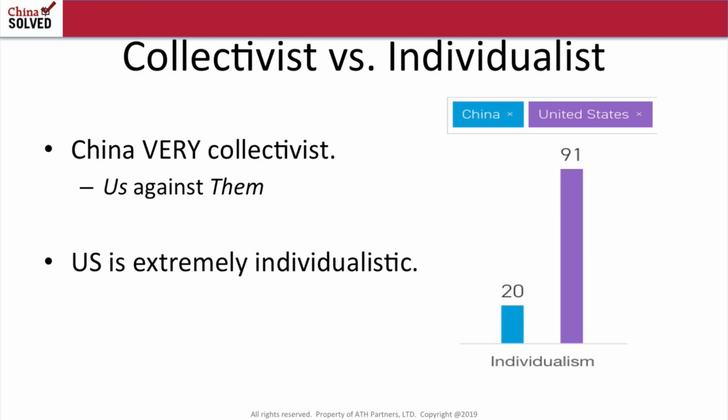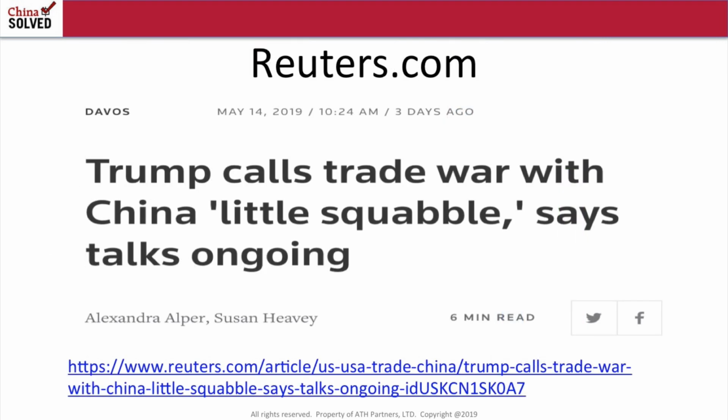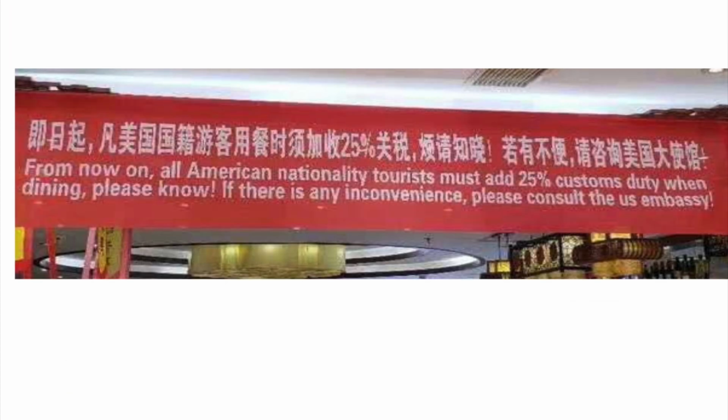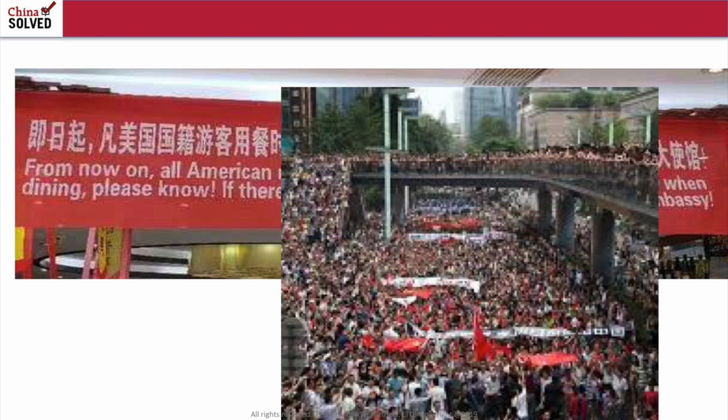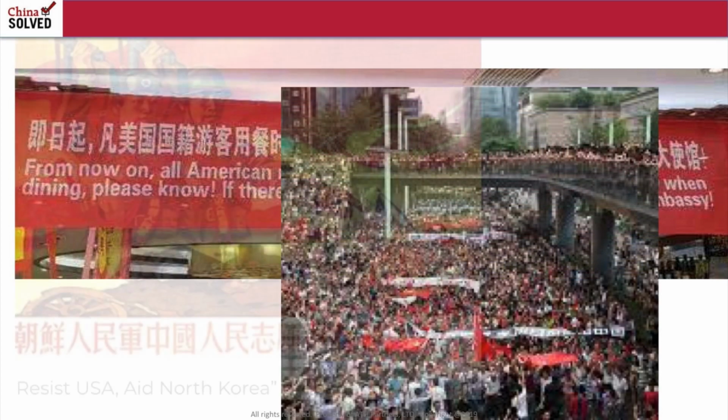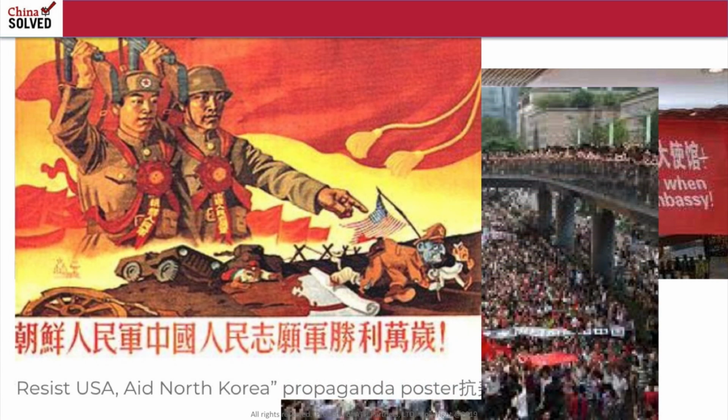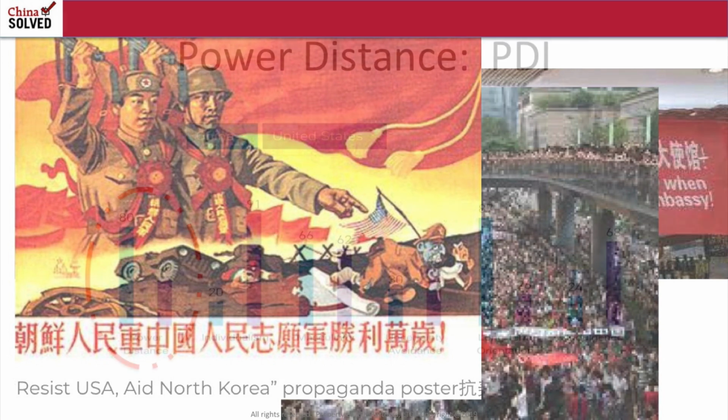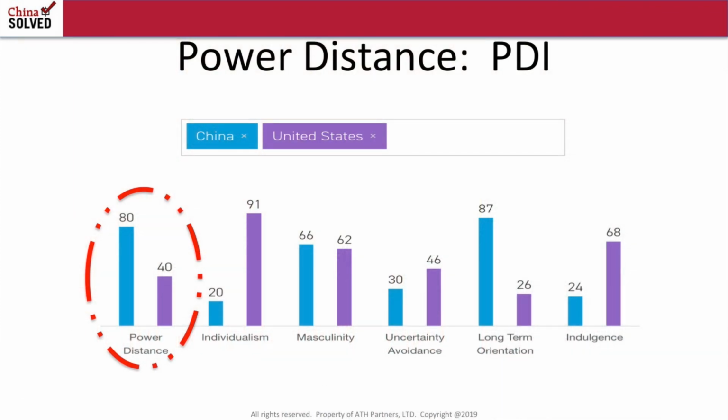At one point last week, Trump was saying that it's not a trade war, it's just a little squabble. In China, you are already seeing, quote unquote, spontaneous street level displays of patriotism, which is going to be expressed as anti-foreign sentiment in some cases. So the us versus them dilemma is worsened by the next chart I want to look at, which is the power distance index, or the PDI.